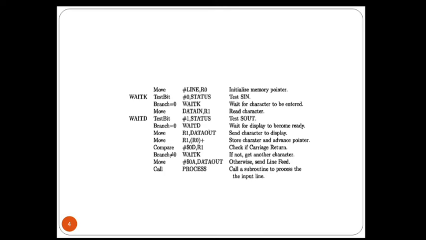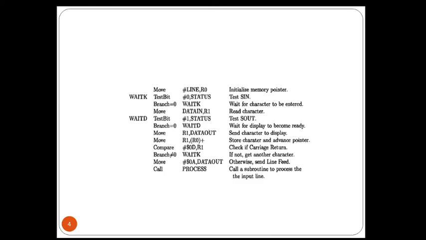Okay, so once a character is entered, each character is checked to see if there is any carriage return, that is the CR character, which has the ASCII code 0D. So that is why we are comparing 0D comma R1 here. Carriage return in terms of ASCII code will be 0D, that is in hexadecimal representation.